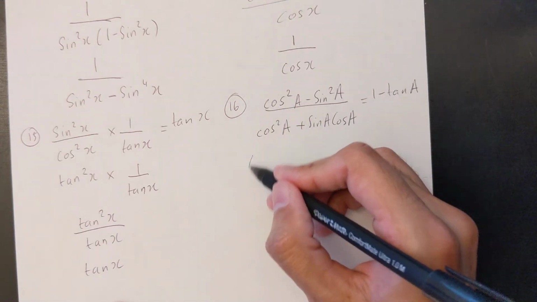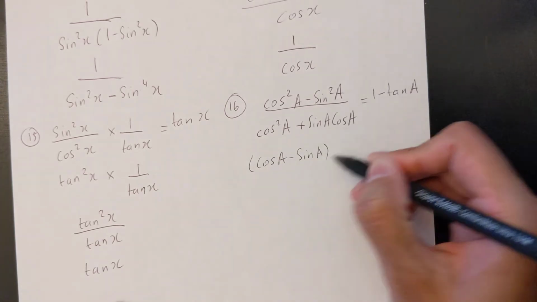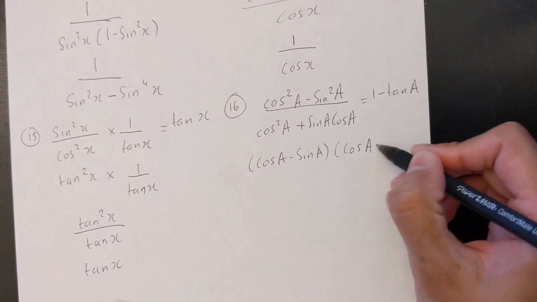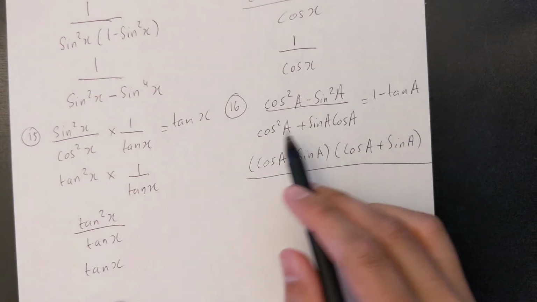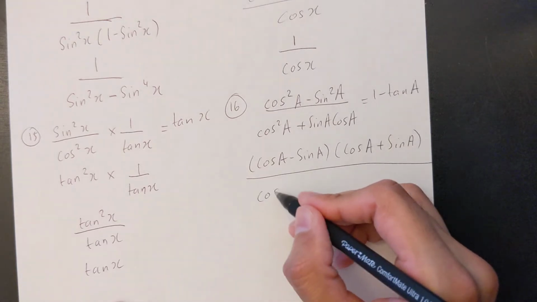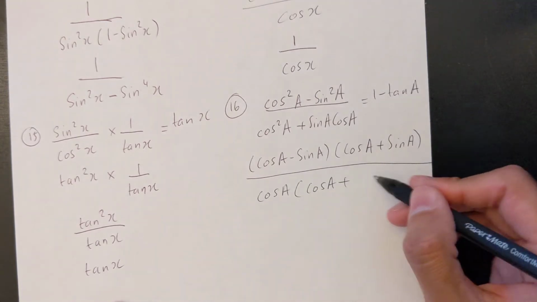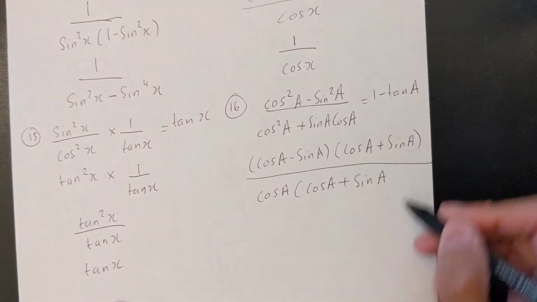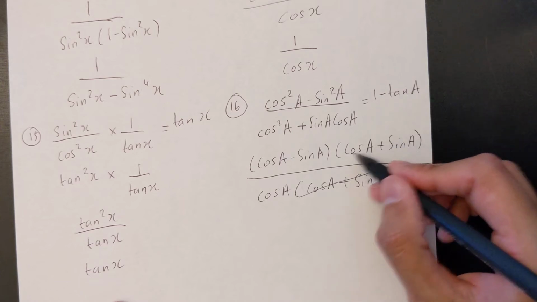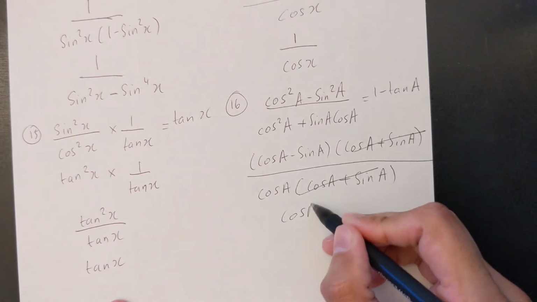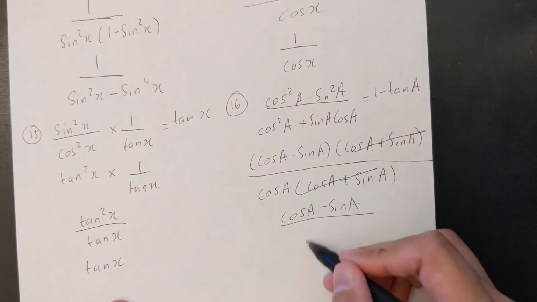So let's factor. The top will be cos a minus sine a, cos a plus sine a. And the bottom, I can common factor out a cos a. I'm left with cos a plus sine a. Cancel out these two. So I'm just left with cos a minus sine a over cos a.